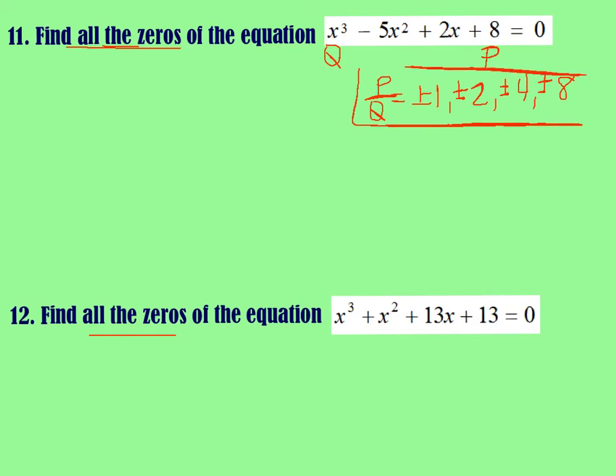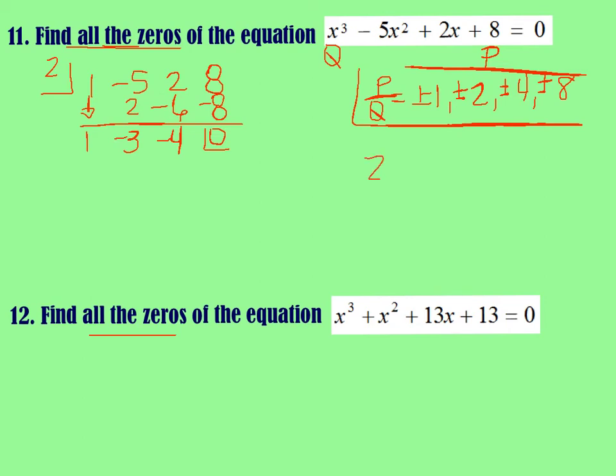So now setting up my synthetic division, I have 1, negative 5, 2, and 8. I'll start with 2. So I bring down the 1, multiply, I get 2. Add it up, I get negative 3. Multiply, I get negative 6. Add, I get negative 4. And perfect, multiply, I get negative 8. So when I add that, I get 0. So 2 is definitely one of my zeros.